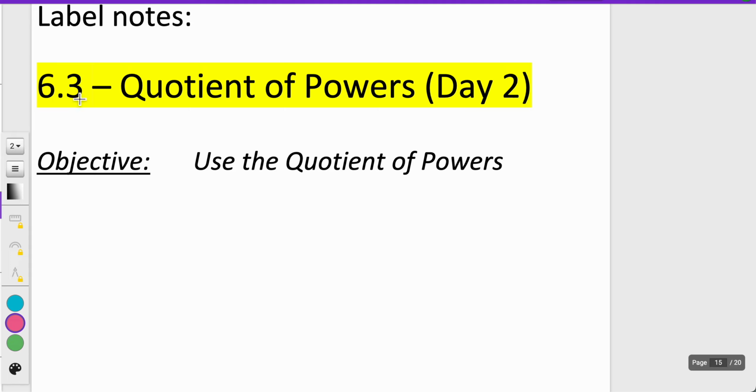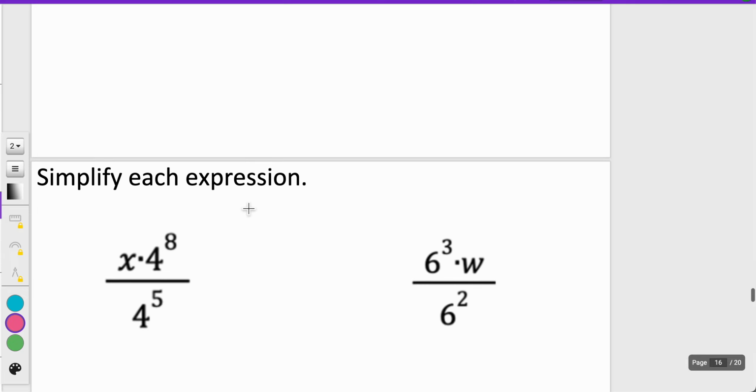Today we're looking at 6.3 day 2. It's super important that if you haven't checked out day 1, go back and do that because that introduces the quotient of powers. Today is more of multi-step questions with quotient of powers. Let's go ahead and try some.